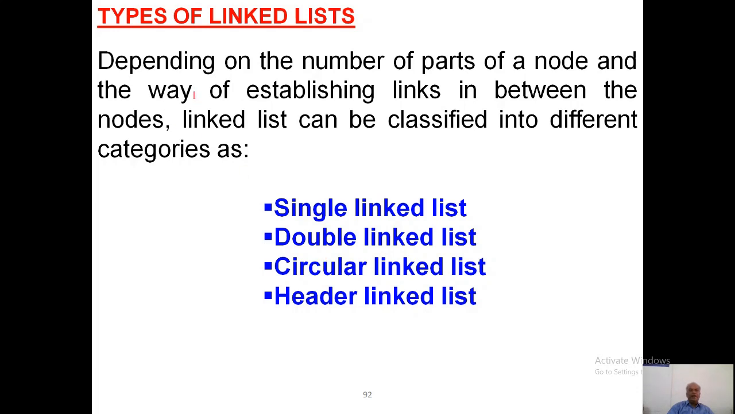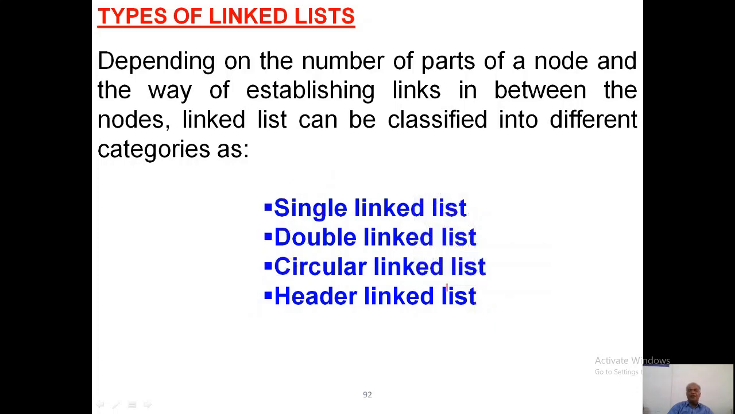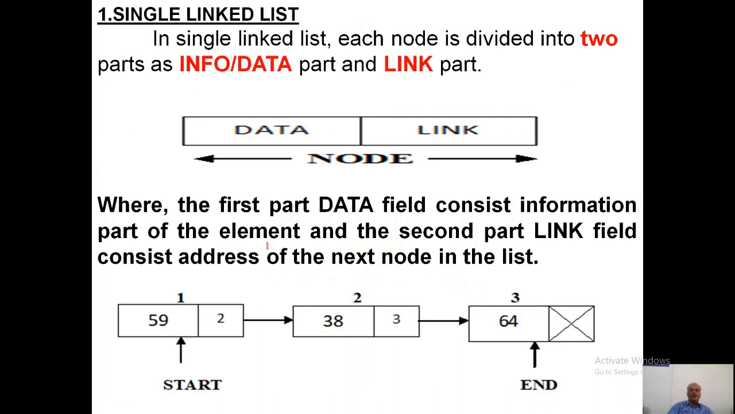There are different types of linked lists, different categories. One is single linked list, double linked list, circular linked list, header linked list. Depending on the number of parts of a node, we establish the links between the nodes. Then it can be classified into single, double, circular, and header linked list.